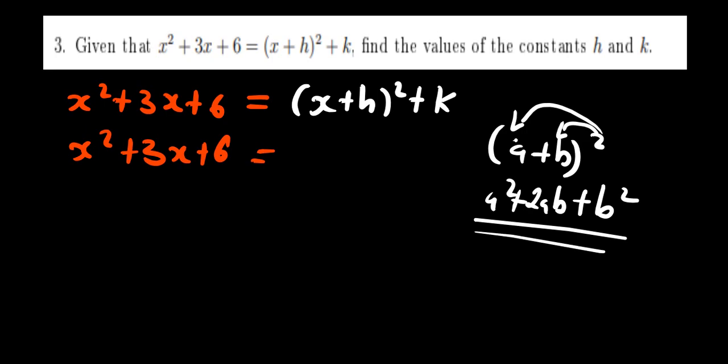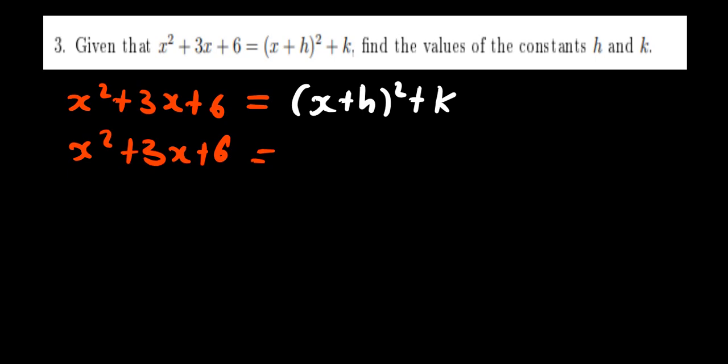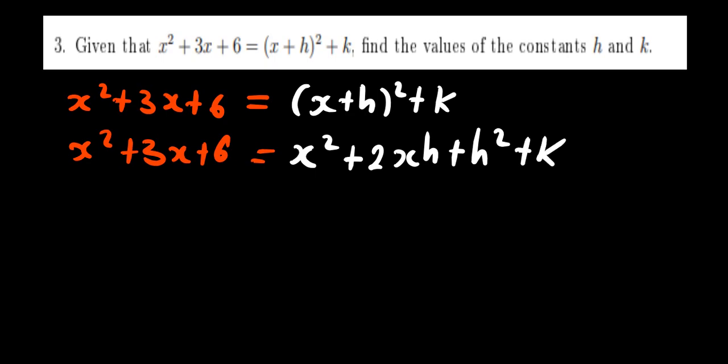If you want, you can multiply one by one, starting from the first one, but we are not going to do that this time. So for x plus h squared, we have x squared plus 2 multiplied by x multiplied by h, that is 2xh, plus h squared, plus k. I've just expanded that one. So now what do we have?